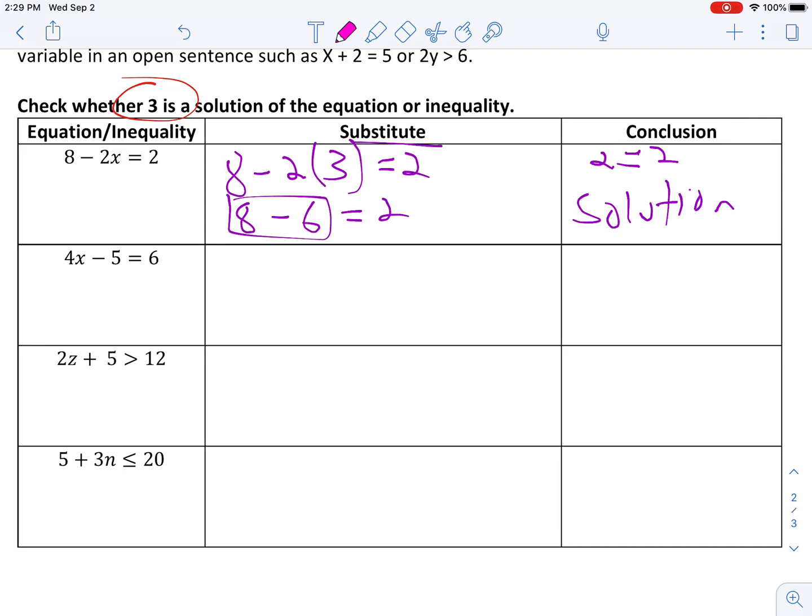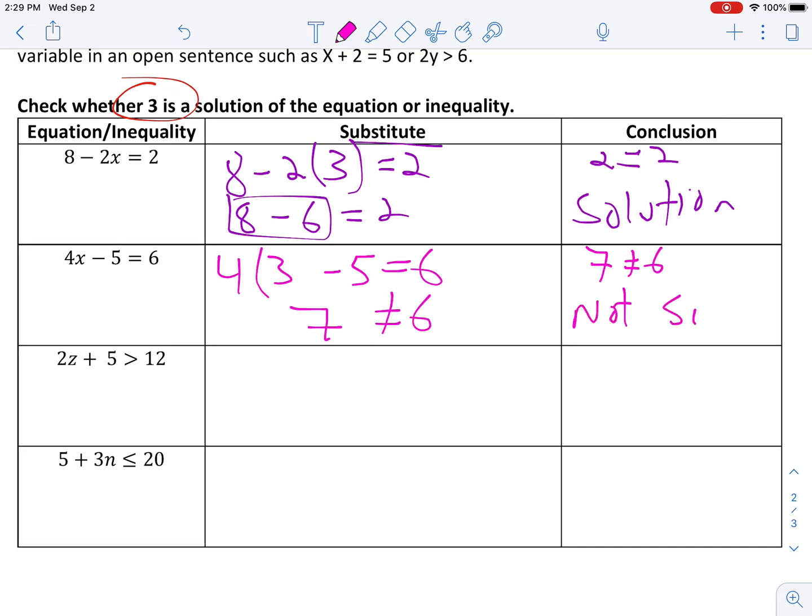4x minus 5 equals 6. Well, 4, I'm going to replace the x with a 3, minus 5 is equal to 6. Let's see if that's true. 4 times 3 is 12 minus 5. Does that equal 6? Well, 12 minus 5, I think, is 7. And 7 does not equal 6. Therefore, this is not a solution. I got a false statement. 7 does not equal 6. That is a false statement. Okay?